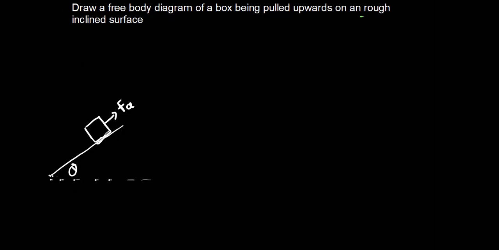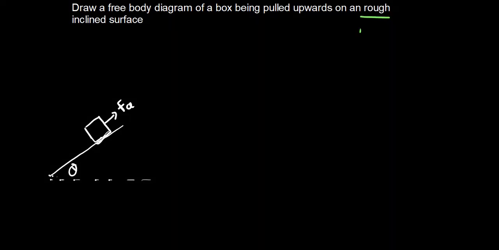Okay, let's say we're asked to draw a free body diagram of a box being pulled upwards on a rough inclined surface. We know that the word rough means there is friction. Usually when we draw our free body diagrams, we start by drawing our force of gravity, which is acting downward, the Fg. And next we draw what? We draw our normal force.